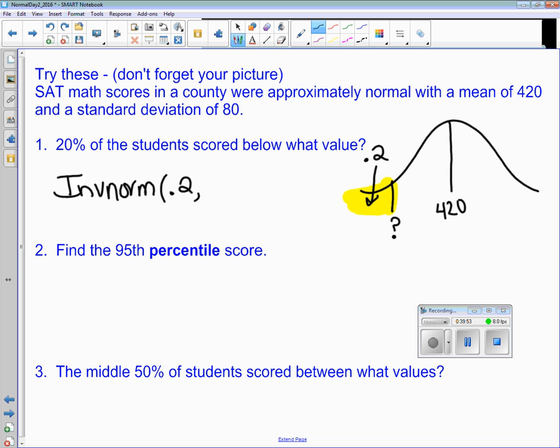So what numbers do I put in for the mean and standard deviation? 420 and 80, I want the actual SAT score, so I'm going to put the actual mean and standard deviation in. That's okay, you can do that. You don't always have to use 0 and 1. We use 0 and 1 when I'm looking for a z-score, that's all. So what do I get?